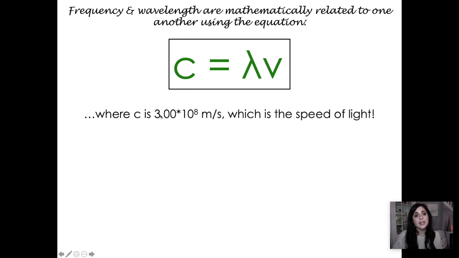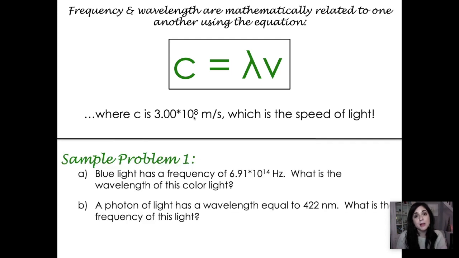And c is 3.00 times 10 to the 8th meters per second, which is equal to the speed of light. Really, it's not just light, but all electromagnetic radiation travels at 3 times 10 to the 8th meters per second. So it's a pretty simple relationship between them. The wavelength times the frequency of any radiation equals 3 times 10 to the 8th meters per second. So there's another constant, unfortunately, that you have to remember.